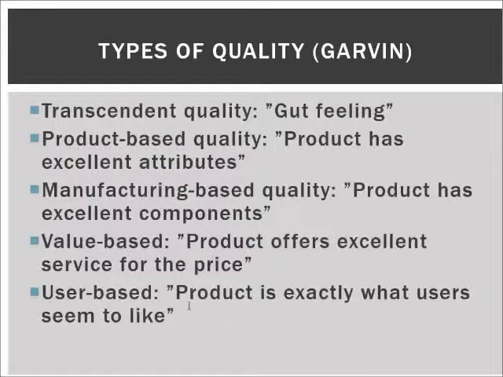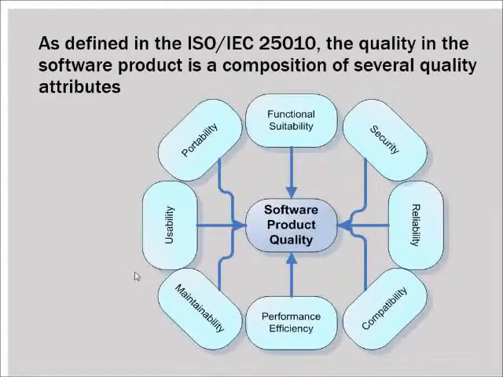Finally, user-based quality is the most used quality, for example, in marketing. The product is exactly what the users seem to like or seem to need, meaning that the product is able to make the targeted user audience consider the product of high quality, or at least of enough quality to warrant their purchase. Overall, there's also an international standard for defining quality, especially in software product quality. There's also an addition to this model for software service, but it's more or less the same idea.